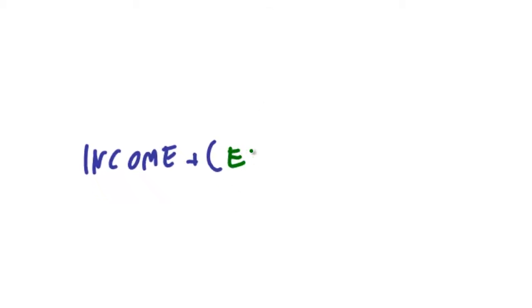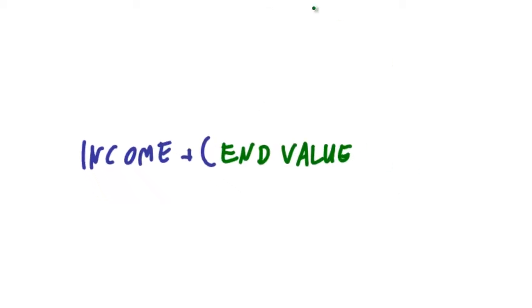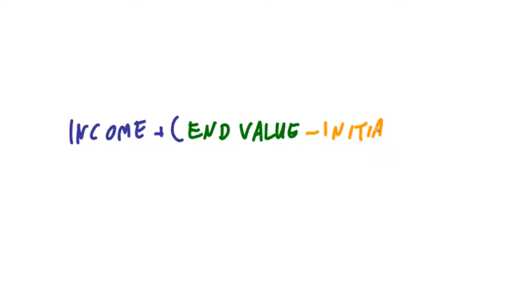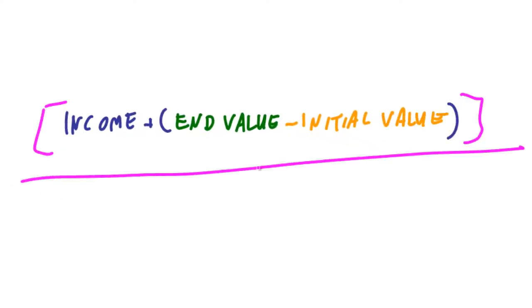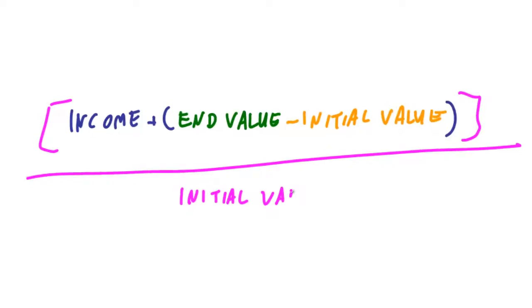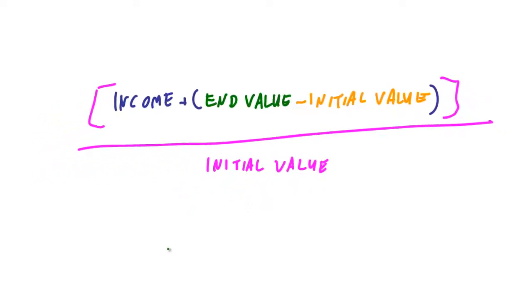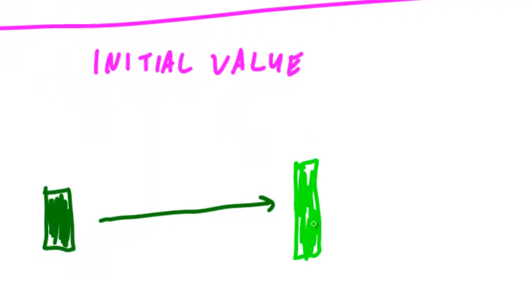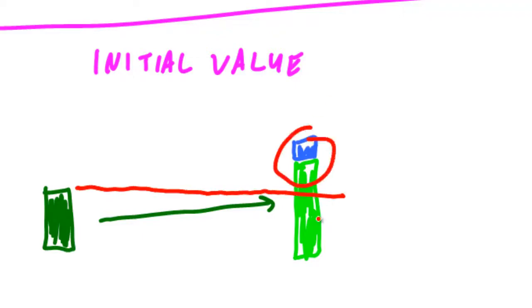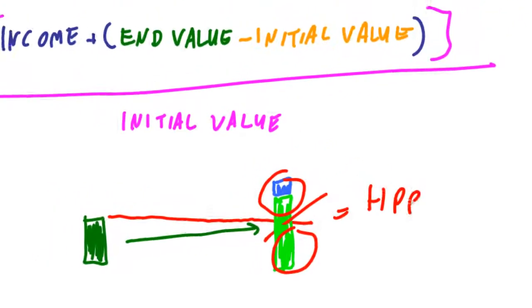Here's the general equation. We start with the income, then we add on the end cash value, take away the initial cash investment, and that gives us the extra cash we've generated from the total investment. Then once we've got that sum, we divide by the initial value or the initial cash investment. We basically take all the extra cash that you got from the investment over a period, then we divide that by the initial cash investment. This gives you the HPR, the holding period return.